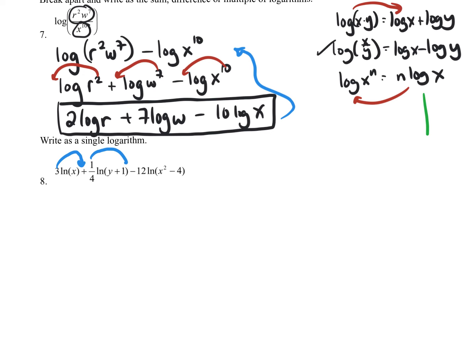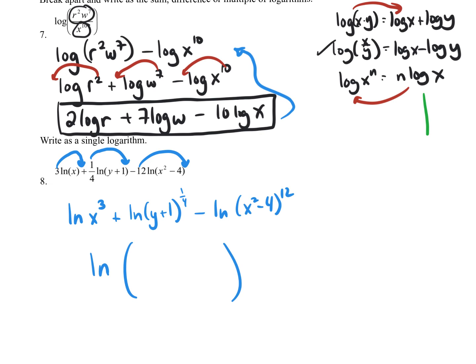So we'll take these numbers out front and write them as powers. So we get the natural log of x cubed plus the natural log of y plus 1 to the 1/4 minus the natural log of x squared minus 4 to the 12th. Now when you're putting together and making it one log, just remember anything that is added or positive is going to go on the top. So x cubed will go on the top, y plus 1 to the 1/4 will go on the top, and then anything with the negative sign is going to go on the bottom. So x squared minus 4 to the 12th will go on bottom.